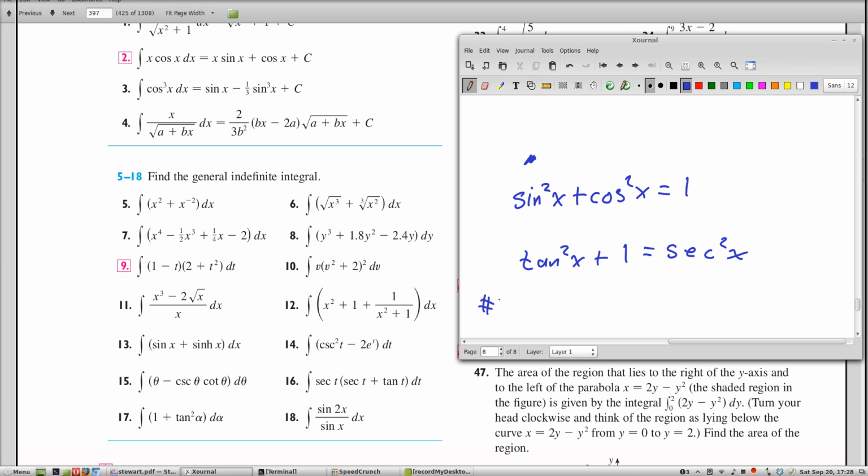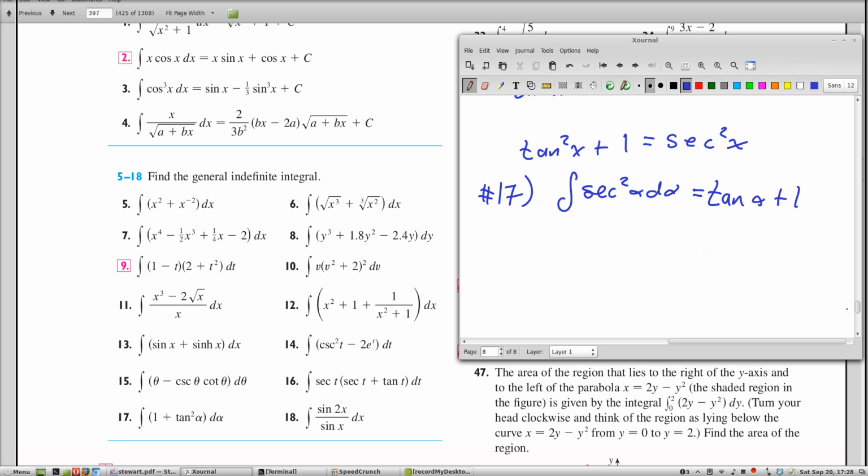So number 17 is really just asking what's the integral of secant squared alpha d alpha. They use the variable alpha. And so the answer is just tan alpha plus c, because from your chart or from your brain you know that, I don't know why I said plus 1, sorry, it should be plus c. The derivative of tangent is secant squared, so this is just one of the basic antiderivative questions.